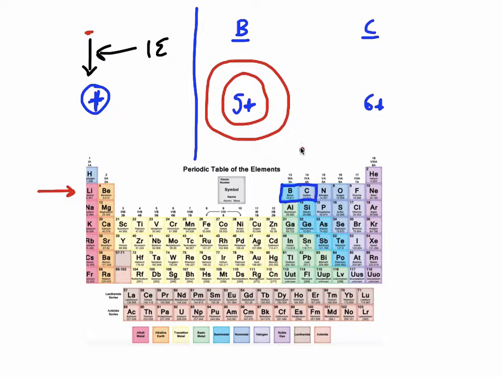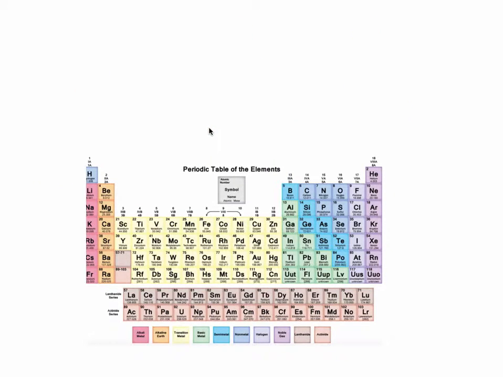All right, now carbon has also 2 rings, but carbon has 6 protons pulling on those 2 rings. So those rings are going to be pulled in tighter. In terms of size, boron is a larger atom because it has a smaller ionization energy. Carbon is a smaller atom because it has a larger ionization energy. And it has a larger ionization energy because it has 6 protons pulling on those 2 energy levels, whereas boron has 5 protons pulling on those energy levels.